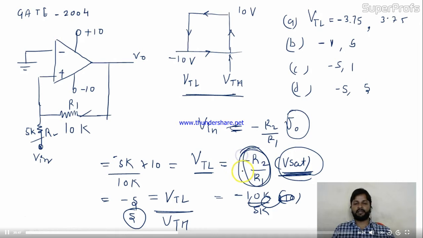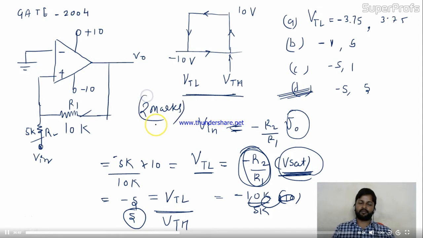And what are the circuit parameters? This is the ratio of R2 and R1. Okay, so for this we are getting minus 5 and 5. Do we have it in the circuit and options? Yes, we have. So D is the answer. This was the 2 marks question. Is it okay, friends? So is it clear to you? What the formula you got over here?